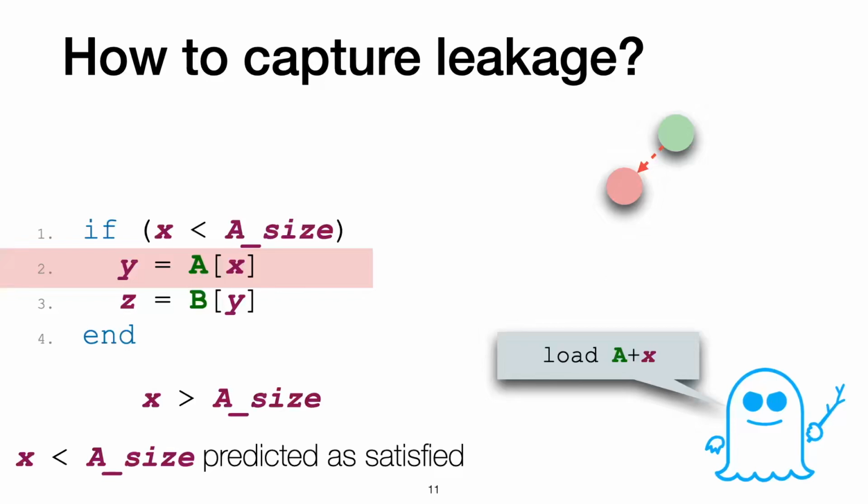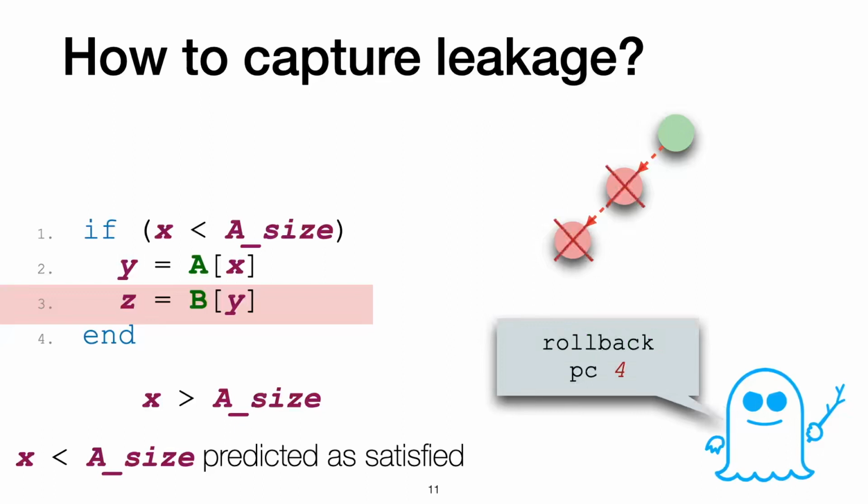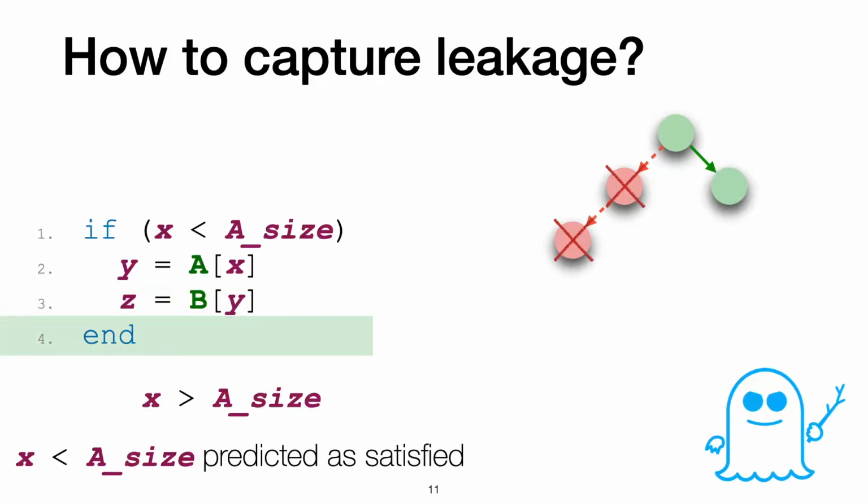Next, we execute the second memory access. Again, the attacker observes the address. And afterwards, we roll back the speculative transaction, discard all the changes and restore the program state, and jump to statement 4. Again, the attacker observes this, and finally we terminate.